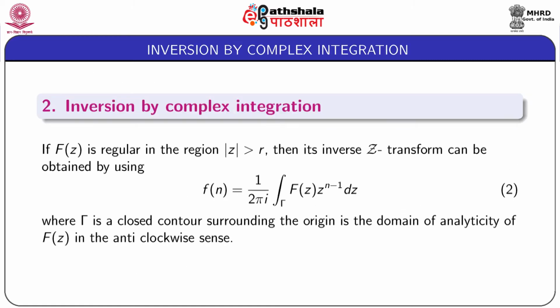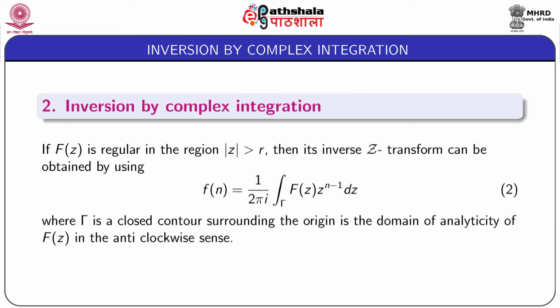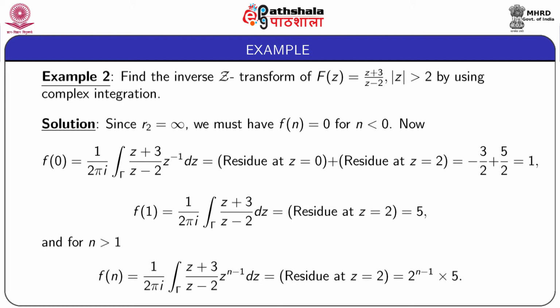Now, from the formula given by equation 2, we see that f at n equal to 0 is 1 by 2 pi i integral over gamma of (z plus 3) by (z minus 2) into z to the power minus 1. Here we have substituted n equal to 0, and that is equal to the residue at z equal to 0 and the residue at z equal to 2, because the integrand has poles at z equal to 2 and z equal to 0, which can be calculated to be equal to 1. So, f0 is equal to 1.